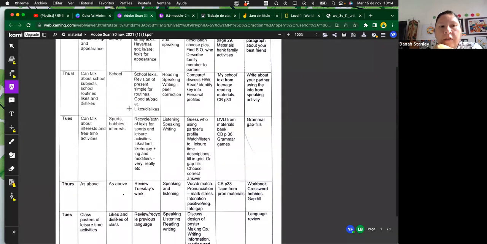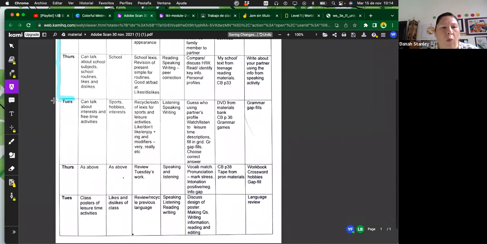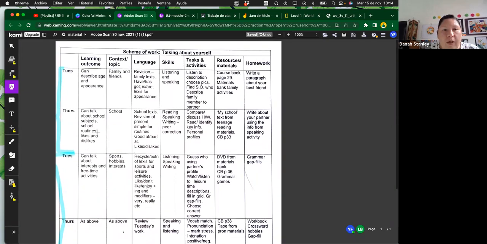This is another series of lessons, but I only have 2 sessions a week. I have week 1, I have week 2, and the half of the following week, okay? Entonces, another way to make my lesson plan in this way is setting the aim. And here my aim is to describe age and appearance, and the context is the family and friends, okay?